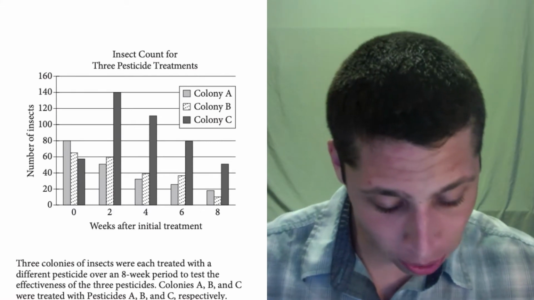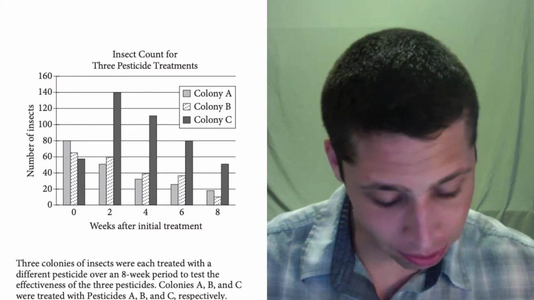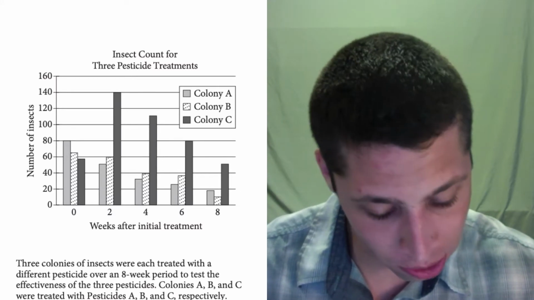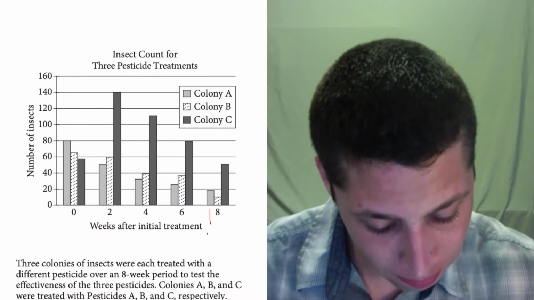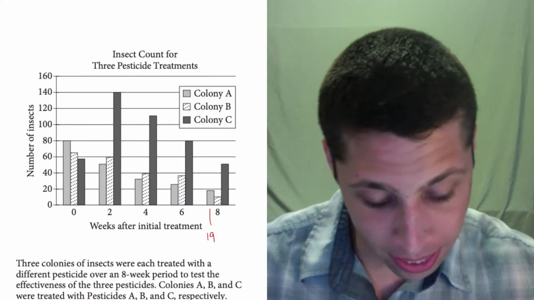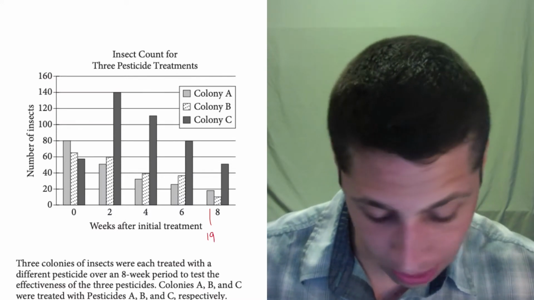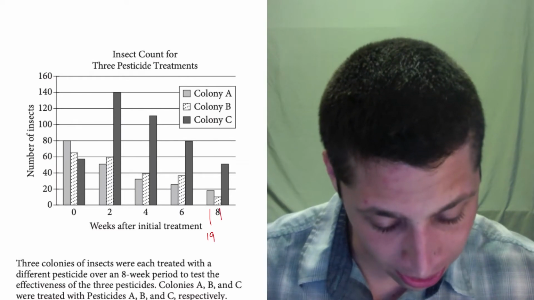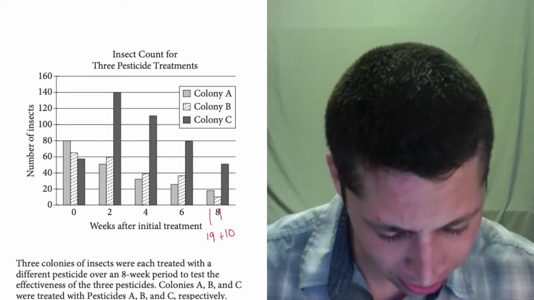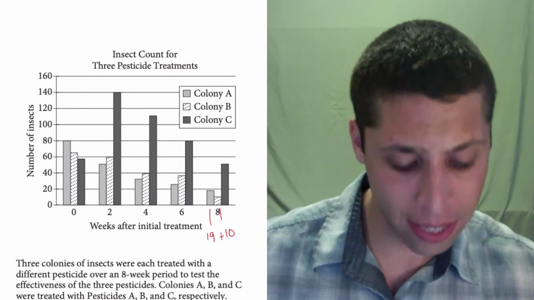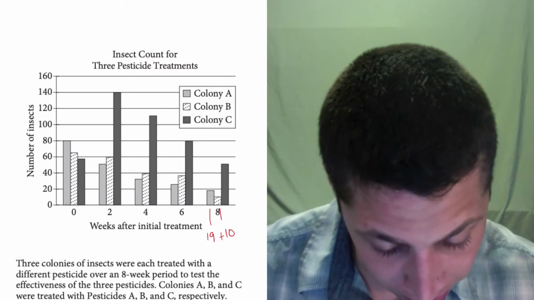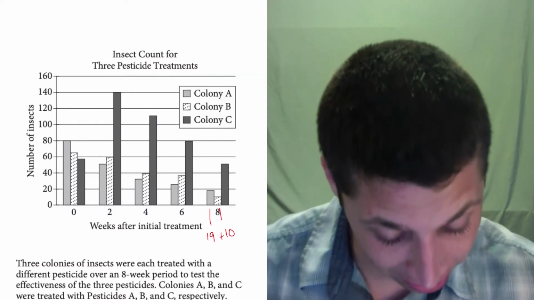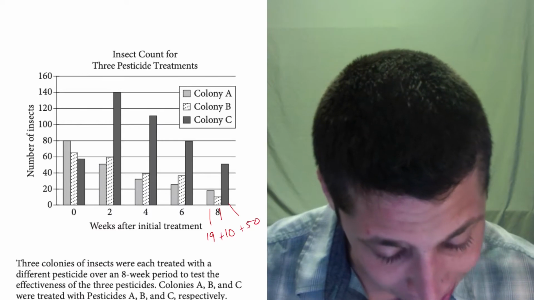So for the gray bar, colony A, that looks like it's, I don't know, close to 20. So let's just say that's 19. And then the speckled bar for 8 is probably around 10. It looks like it's about halfway through, so plus 10. And then colony C, the big gray bar, is halfway between 40 and 60. So let's say that that is 50.